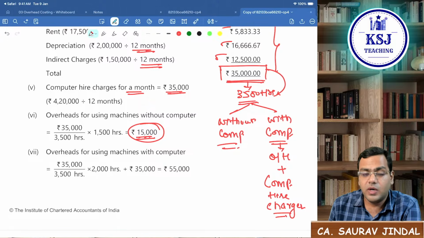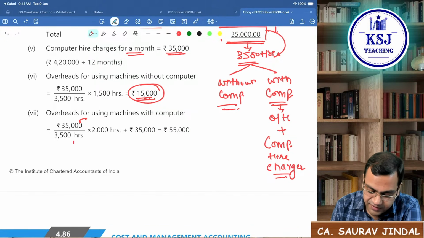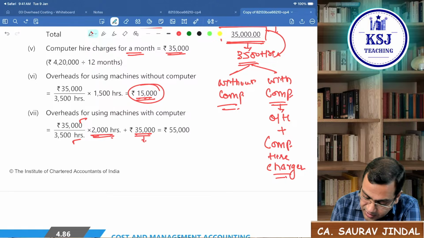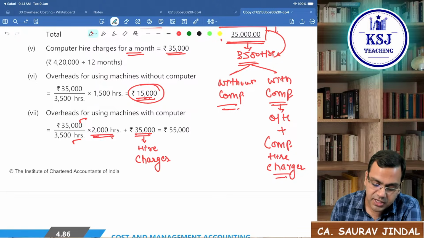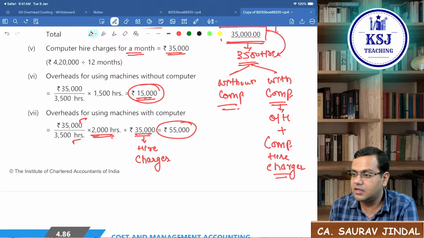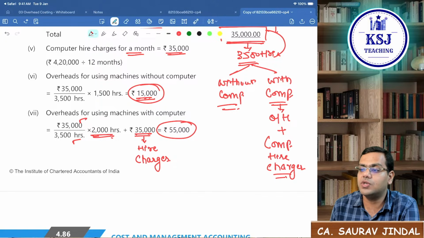Now, what is with the use of computer? With the use of computer it will be 35,000 by 3,500 into 2,000 hours, because with the use of computer it is 2,000 hours, plus this 35,000. This 35,000 is your hire charges. So this is your overheads with the use of computer. Clearer? And 15,000 is your overheads without the use of computer.